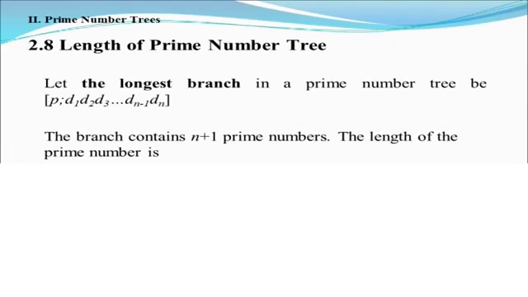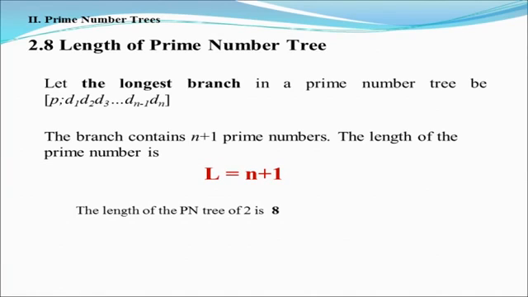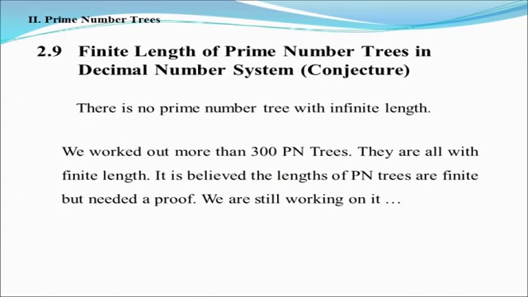The length of a P entry is defined as the number of primes in the longest prime number tree branch. It equals n plus 1. The length of the P entry of 2 is 8. We have worked out more than 300 P entries, and they are all finite in length. We hence deduce that the lengths of P entries are all finite.